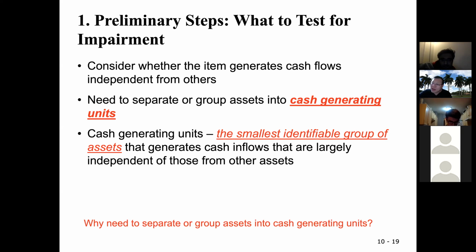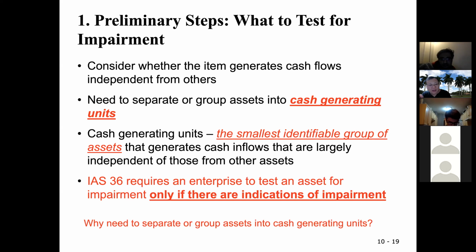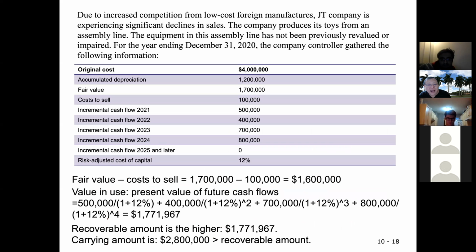That's the whole reason why I talked about step 2 before this, okay? And then IAS 36 requires an enterprise to test an asset for impairment only if there are indicators of impairment. You don't have to do this annually, okay? But you have to search for indicators, right? So in this case, can anyone tell me, before I do the calculation, what are the indicators telling me I need to do an impairment test on the equipment?